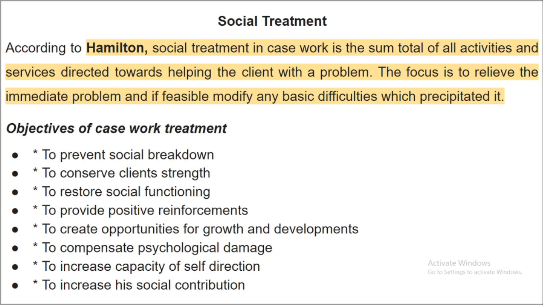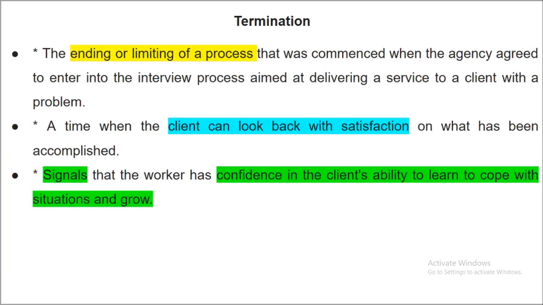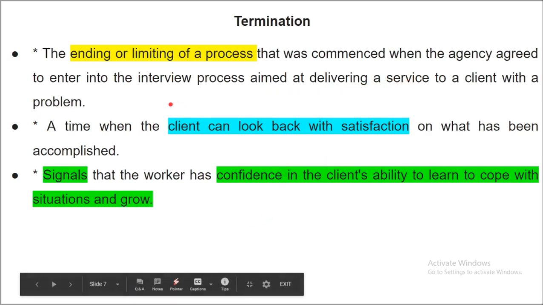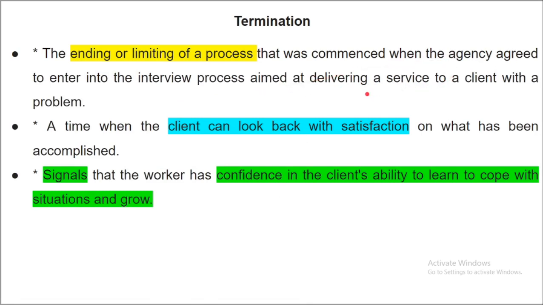Now once this treatment is over, then you have to go for termination. Termination is the ending or limiting of a process. That means you are now going to a stage where you are limiting yourself from providing the service to the client. That means you are going to an ending process that was commenced when the agency agreed to enter into the interview process aimed at delivering services to a client with a problem. So this ending and limiting process is a consultation with the agency, community, and caseworker. They decide whether they should end or limit the casework process or not.